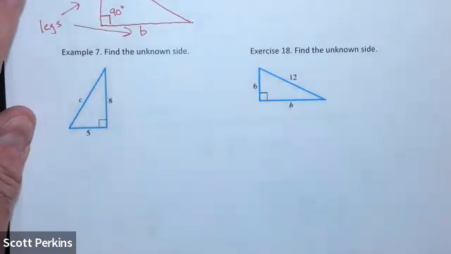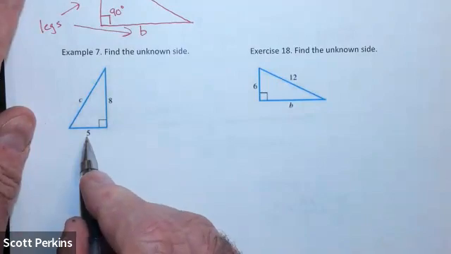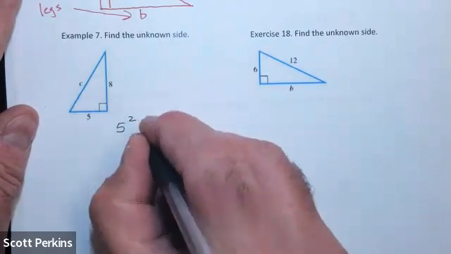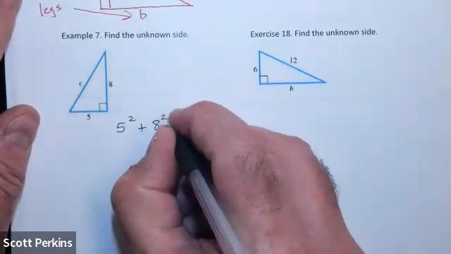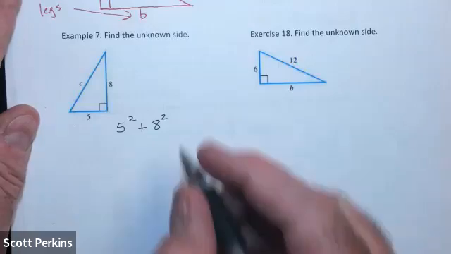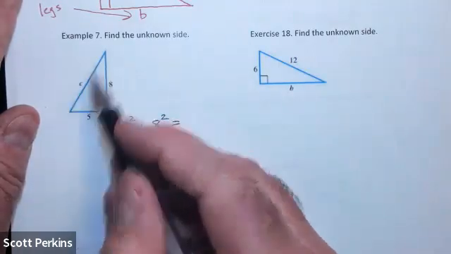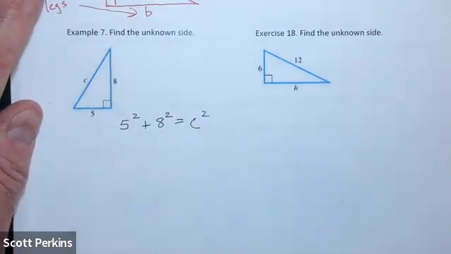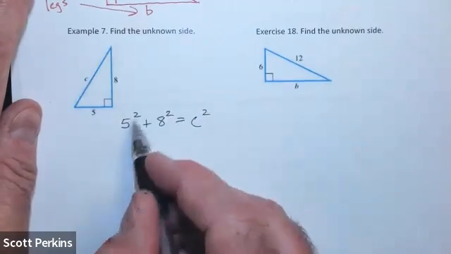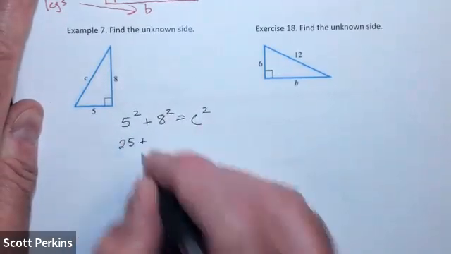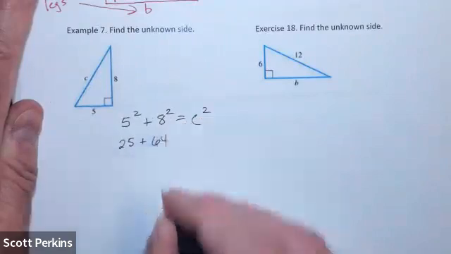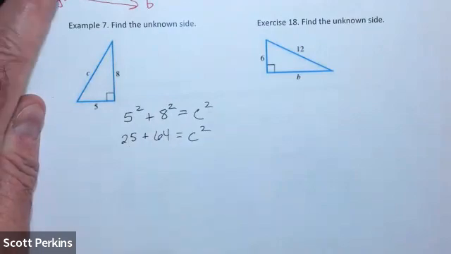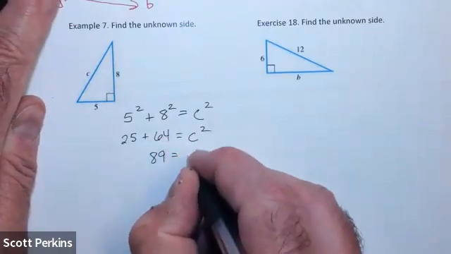So it's basically just a plug and chug problem here. My first leg is 5, so we've got 5 squared, plus the second leg is 8, so I've got 8 squared. Then on the other side, my hypotenuse is c. I don't know that, so it's c squared. We use our calculators a little bit on this problem. 5 squared is 25. 8 squared is 64. 25 plus 64, that is 89.